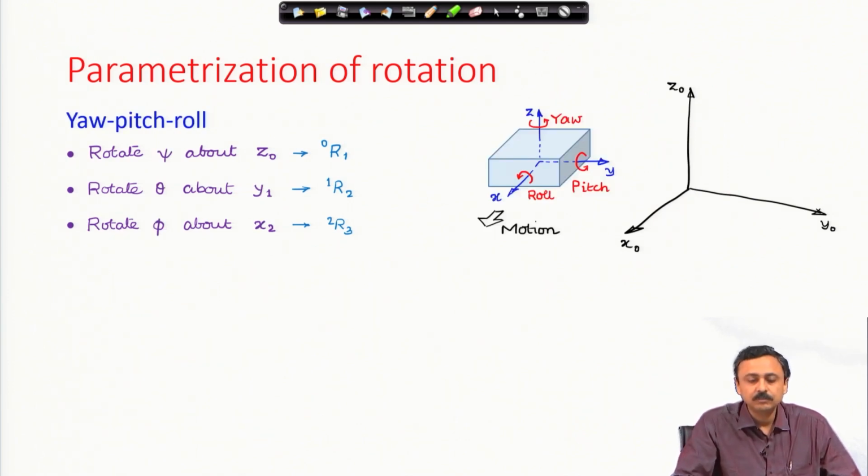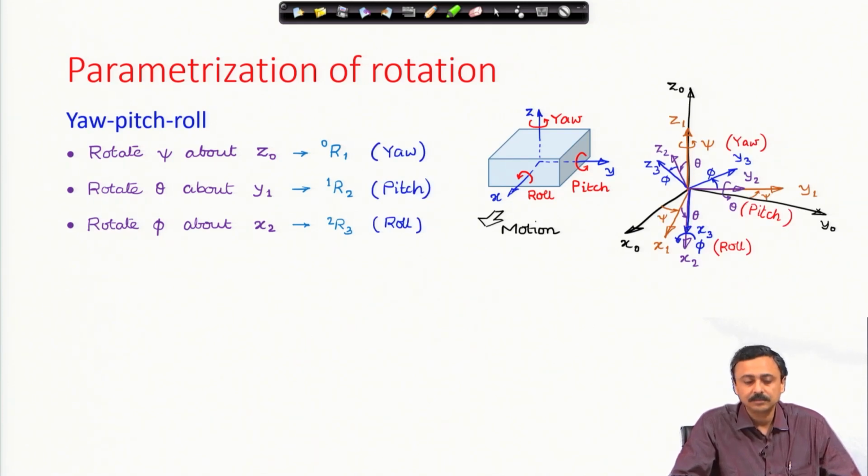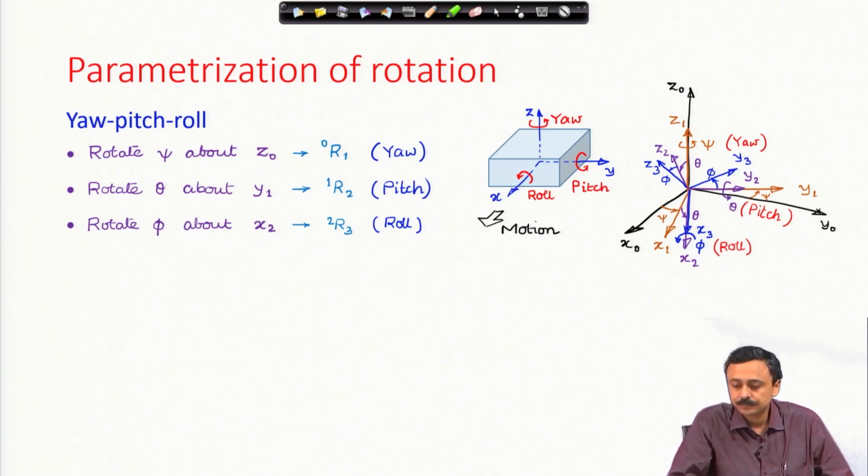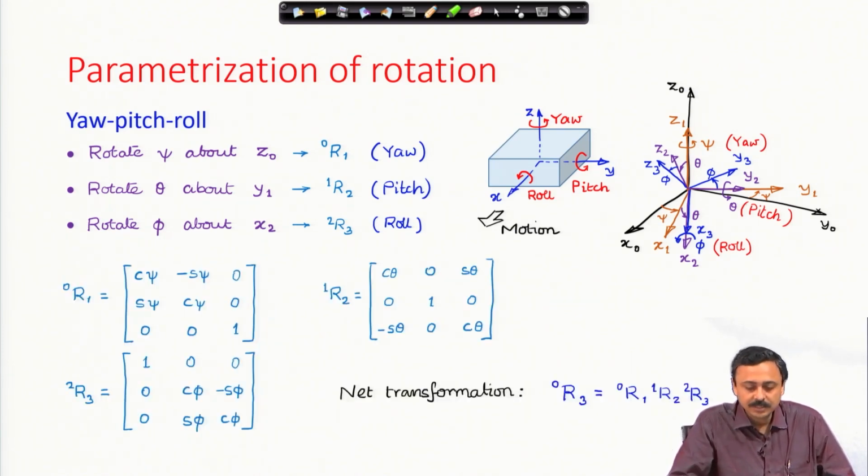Yaw pitch roll, we have already discussed this. Rotate by psi about z naught, that will give you the rotation matrix R from 1 to 0. Rotate by theta about y1, the new y axis, that will give us rotation matrix R from 2 to 1. Rotate by phi about x2, the new x axis, that will give us R from 3 to 2. These rotations are yaw, pitch and roll. Here they are shown finally. These are the matrices, and we have actually looked at the product. We have already seen this product, you can check this.